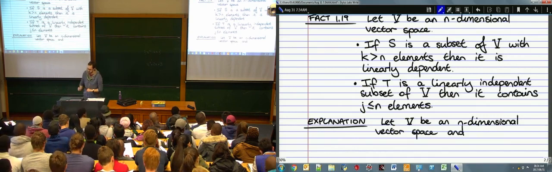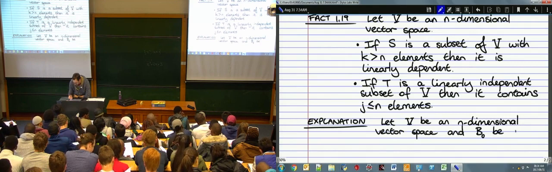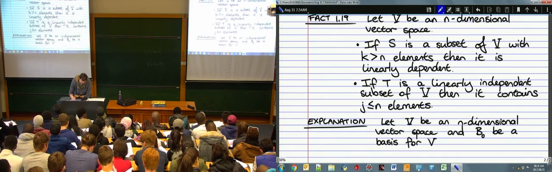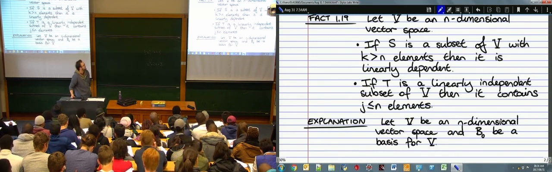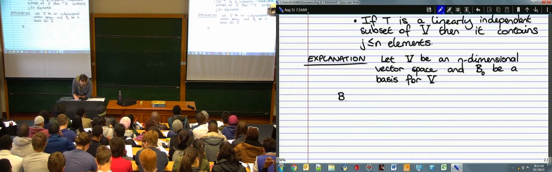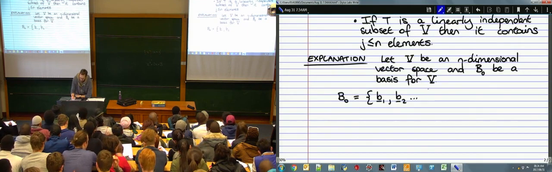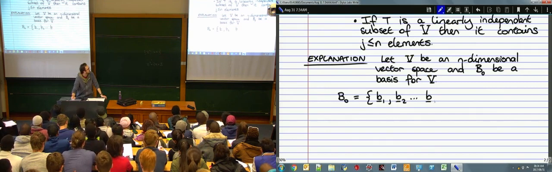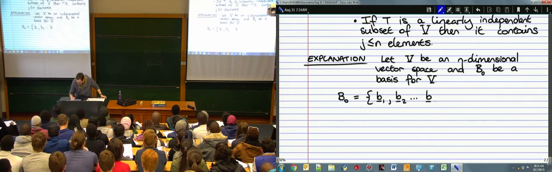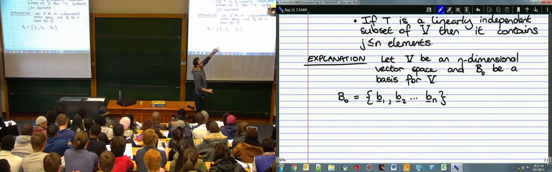Let V be an n-dimensional vector space, and B, I'm going to actually just give it a subscript over here, B0, and B0 be a basis for V. We've got an n-dimensional vector space, and we have a basis, B0. I'm going to write down B0. B0 is equal to B1, B2, and B, what index goes here? How many entries are there in B0? N, right? This must be all the way up to Bn, right? It's a basis, so it must have the number of entries which matches the dimension of this space.